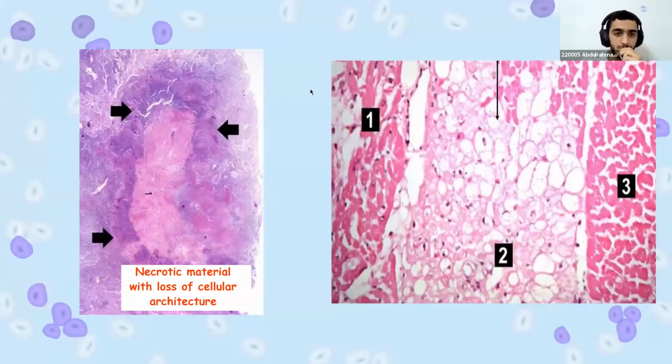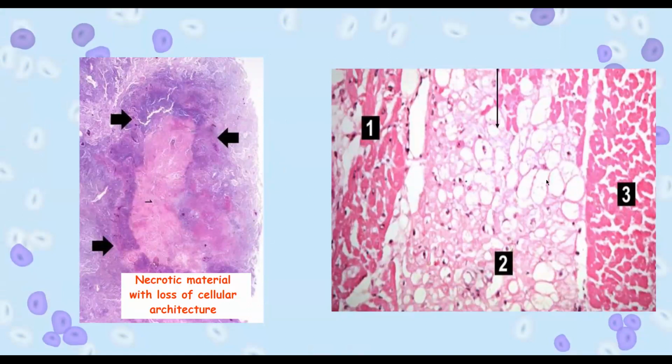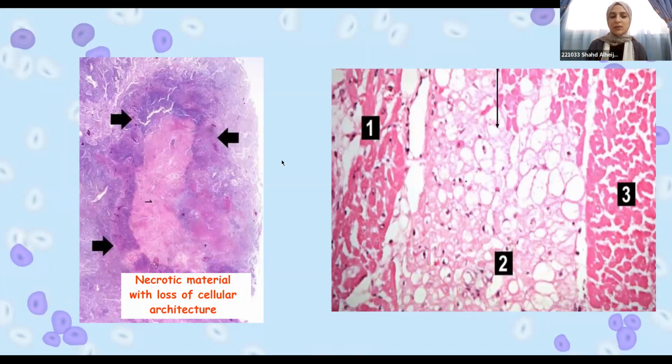All right, so we have these two images. Which one is coagulative and which one is liquefactive? Second one is coagulative. Yes. You can see the preservation of the cellular structure. So the right one is the coagulative, while in the liquefactive one, you can see there's loss of architecture and necrosis, which is the liquefactive. Again, in the case of the brain and in bacterial infections.